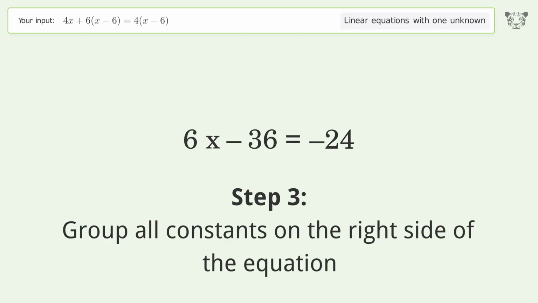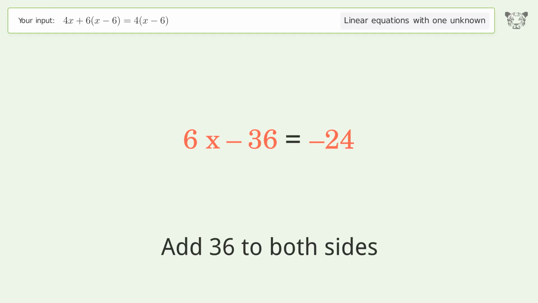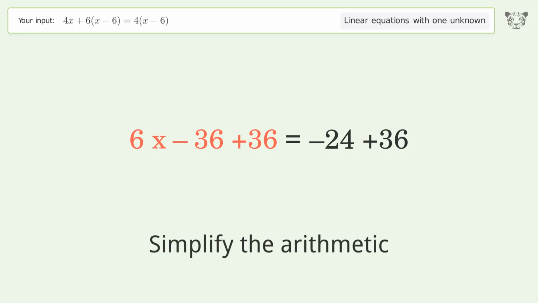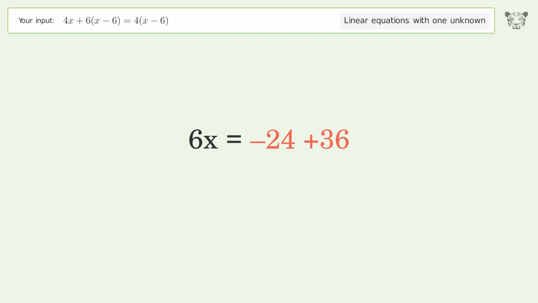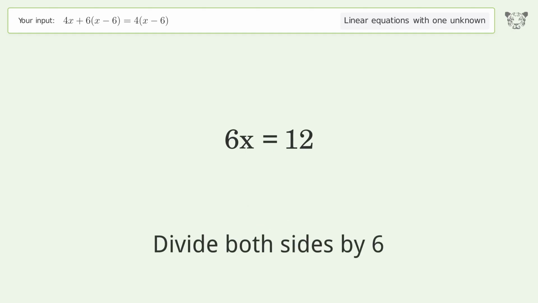Group all constants on the right side of the equation. Add 36 to both sides. Simplify the arithmetic. Isolate the x. Divide both sides by 6.